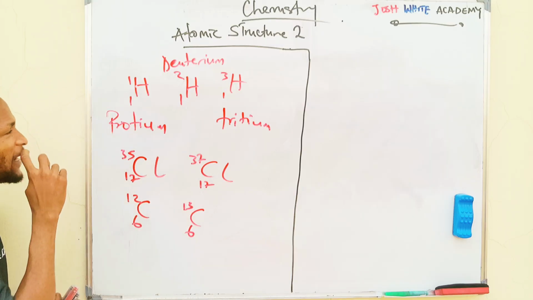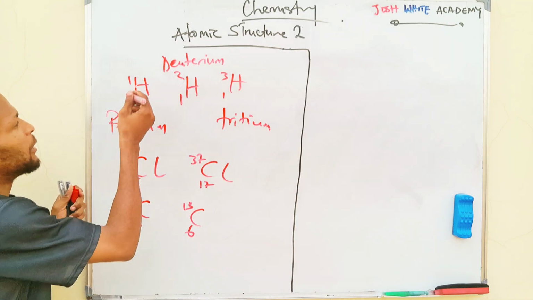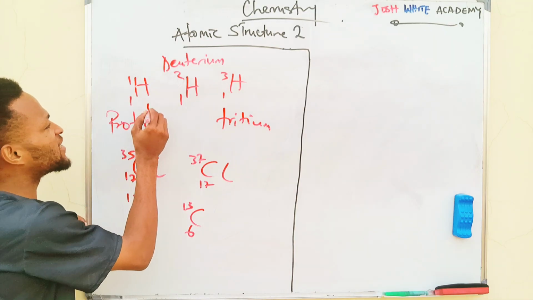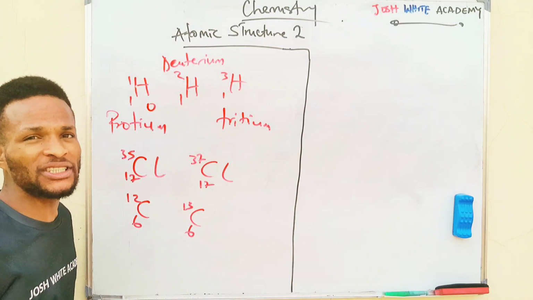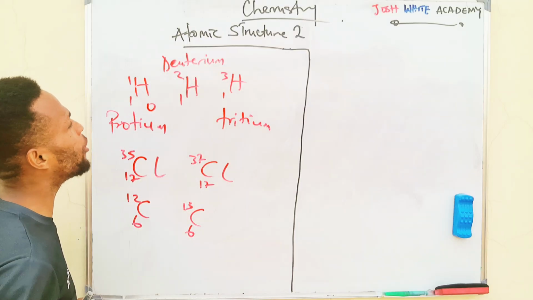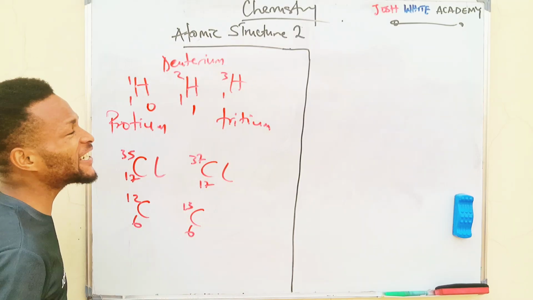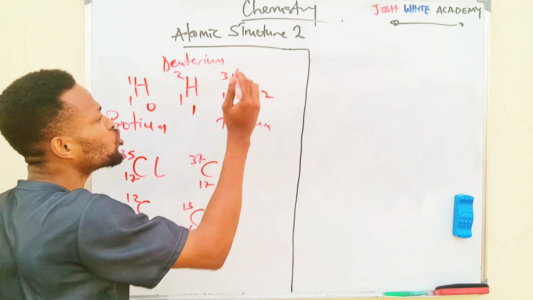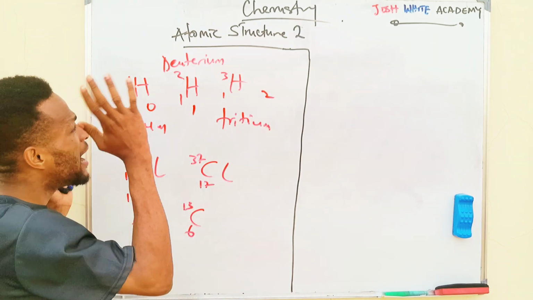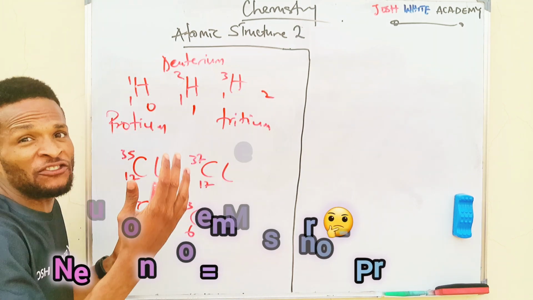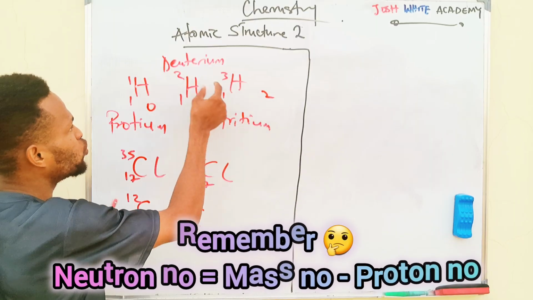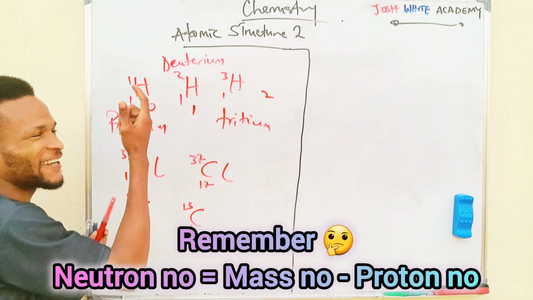For instance, in hydrogen, protium, the neutron number is 0. Deuterium, the neutron number is 1. Tritium, the neutron number is 2. Remember, you get it by subtracting the proton number from the mass number. 3 minus 1, 2. 2 minus 1, 1. 1 minus 1, 0.